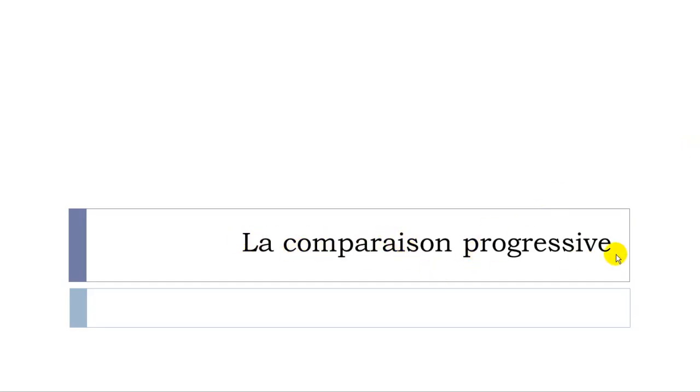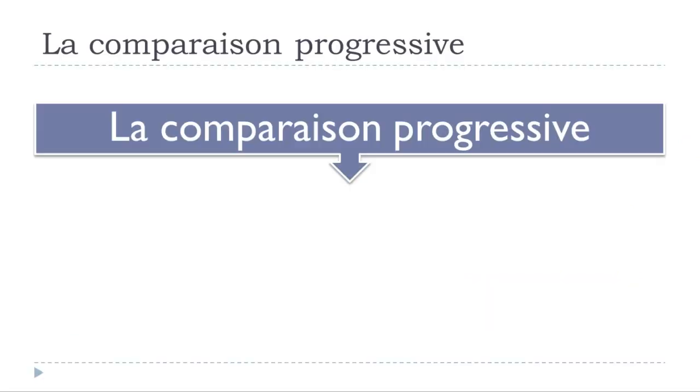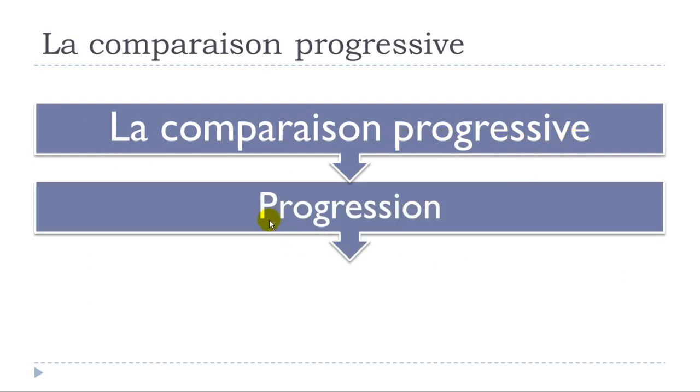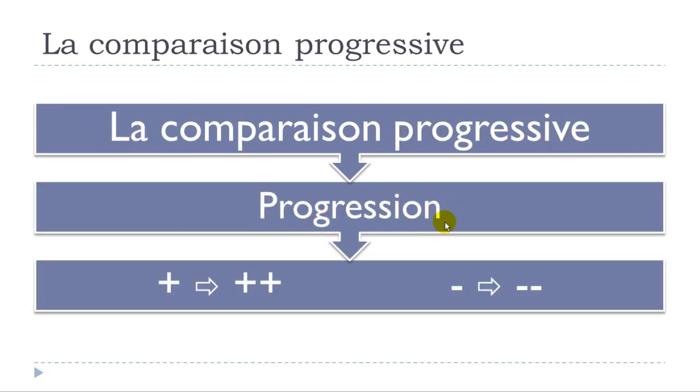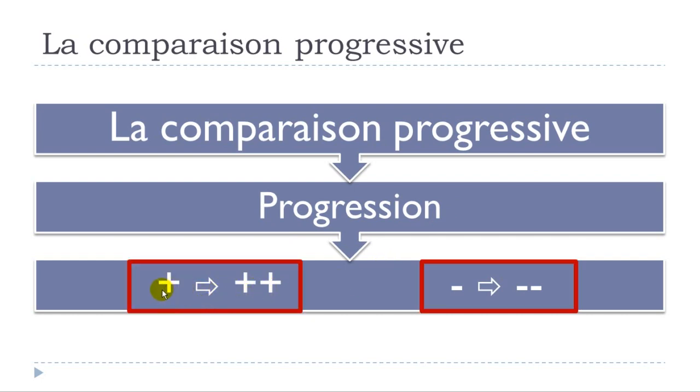Comparaison progressive. And you will see that it's actually quite simple in French. So basically when we talk about la comparaison progressive, we talk about la progression, so that's the key word. So la progression, it could go like that, or then like that. And you will see that it will be really simple to construct that, because basically in that case you will use this plus et plus, and then here it will be moins et moins.